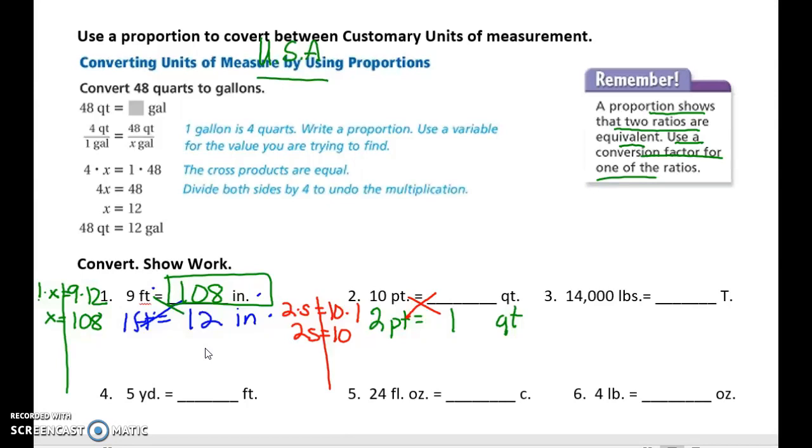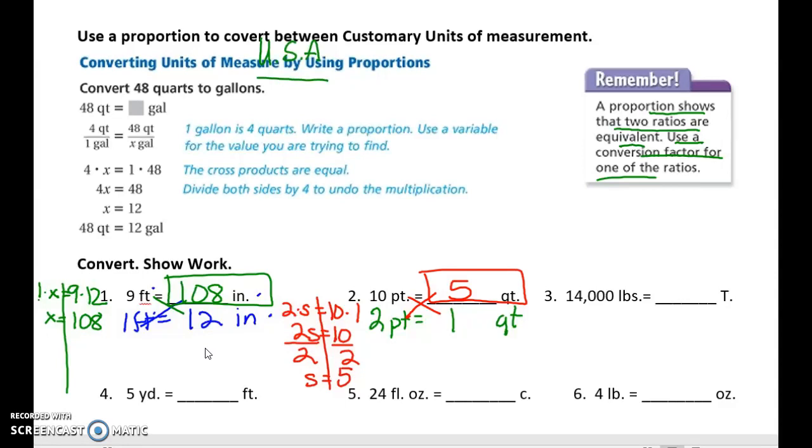Now how am I going to get rid of that 2? Divide it by 2. Do I have to divide by 2 on both sides? Yes. Whatever I do to one side, I have to do to the other. And I end up with s equals 5. So guess what I'm going to write on my line? 5 quarts. It equals 5 quarts.